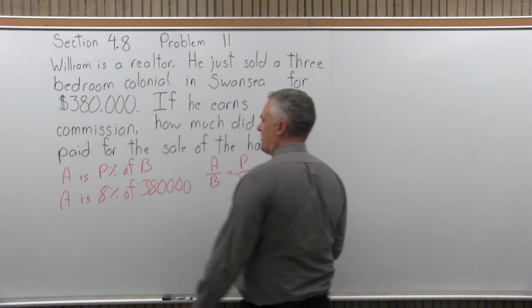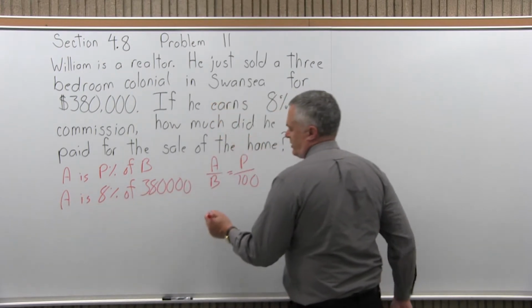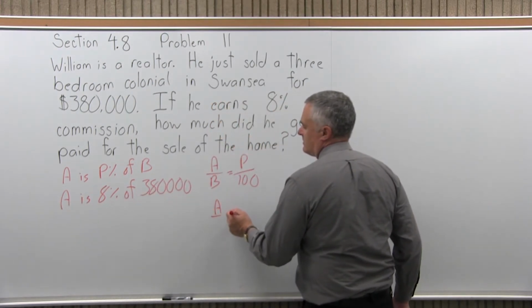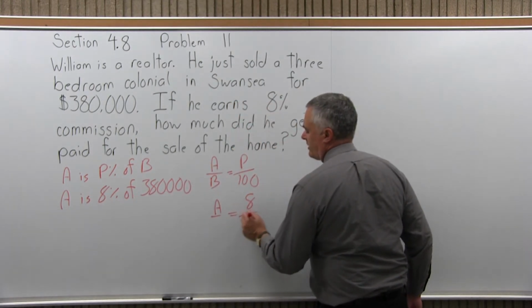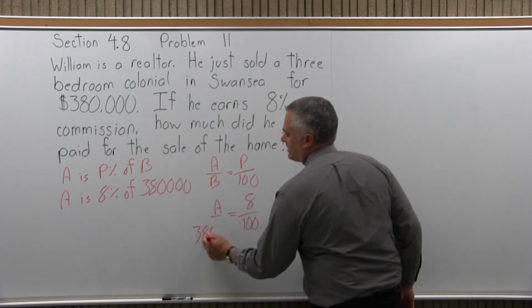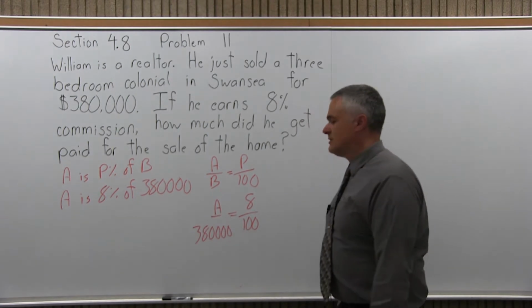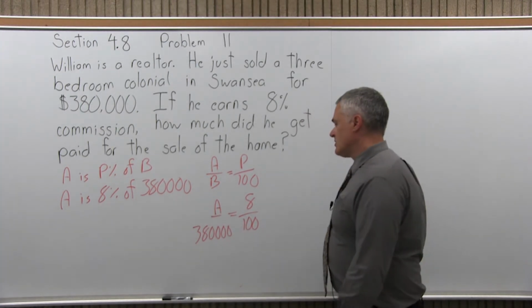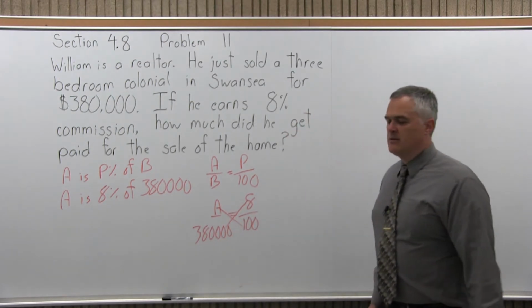So to put it in the format for my formula, the A is the unknown, so it can just stay as A. The "is" becomes an equal sign. 8% is 8 over 100. And the B is $380,000. That's B. So there it is filled in. So to find the answer, I will cross multiply and divide.